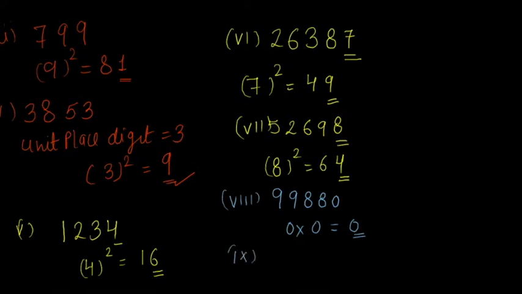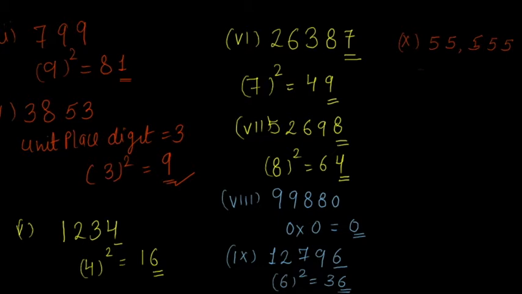And then we have the ninth part, 12,796. The unit place digit is 6 and the square of 6 is 36. Therefore, the unit place digit will be 6 when you calculate the square of the given number. The last part of this question is 55,555. The unit place digit is 5 and its square is 25. Therefore, the unit place digit in the square of 55,555 will be 5.